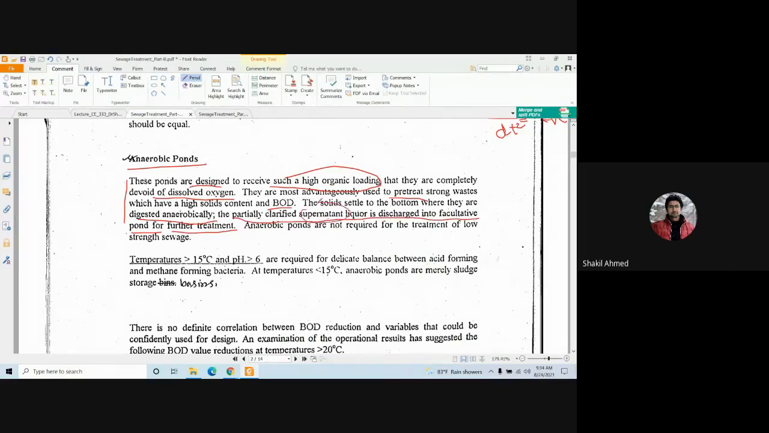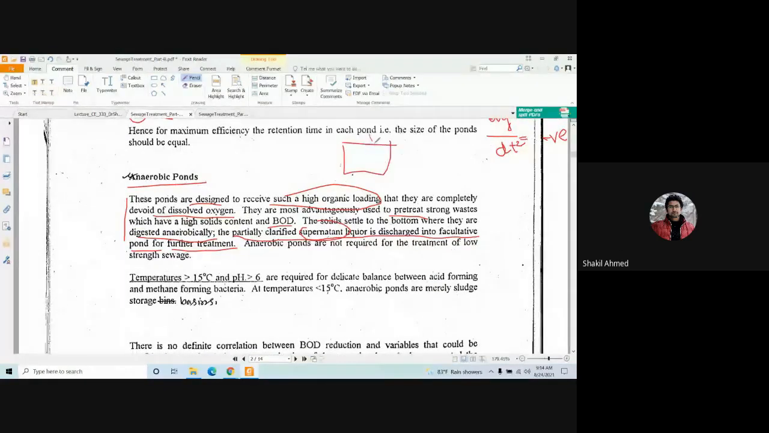What is supernatant? Supernatant means, if this is a glass of water and after treatment, this is the settlement and this is the clear water at the top. So the clear water at the top is called the supernatant liquor, discharged into facultative pond for further treatment. Clear? Anaerobic ponds are not required for the treatment of low strength sewage. So anaerobic ponds are not always required. If your sewage strength is low, then you do not need to use anaerobic pond.